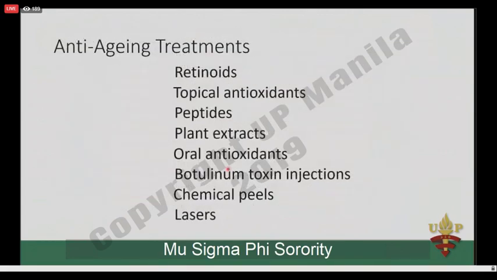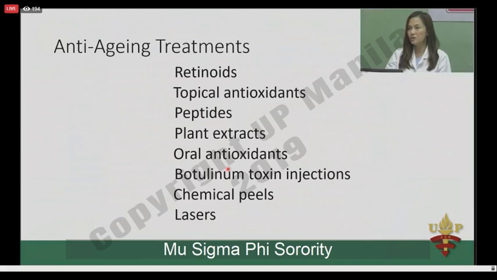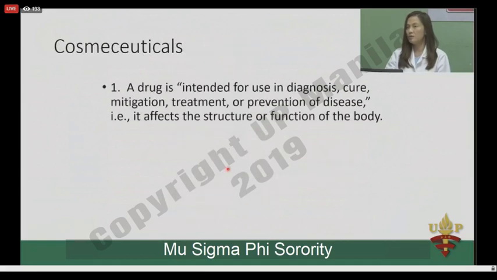We have a lot of anti-aging treatments that are available. Some of them may be topical, some of them may be procedures, or even lasers, or even surgical. But what we're going to do today is just limit our talk to the topical agents that we can use to preserve our skin. So in the market, these substances that are used to preserve our skin are called cosmeceuticals.